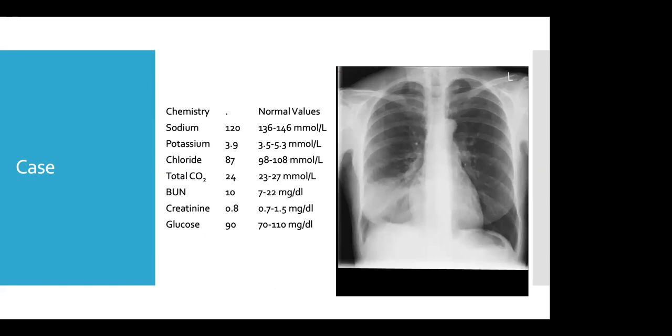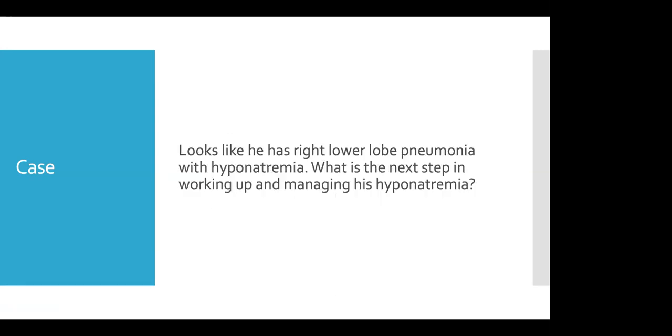And this is what her X-ray looks like. And her labs. So obviously you see she's got a right lower lobe infiltrate, and then in her labs, really the only remarkable thing is a sodium of 120. Everything else looks okay. So it looks like she has right lower lobe pneumonia with hyponatremia. So what's the next step in working up and managing her hyponatremia? What should we do with her?